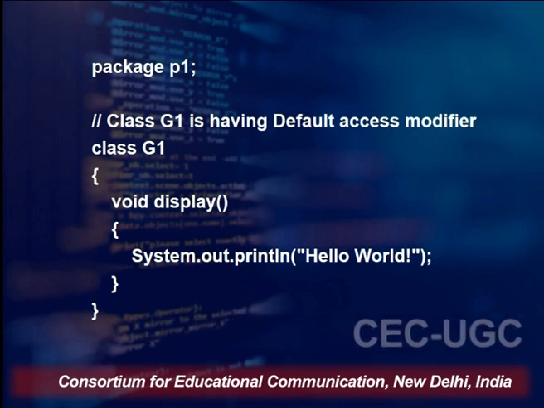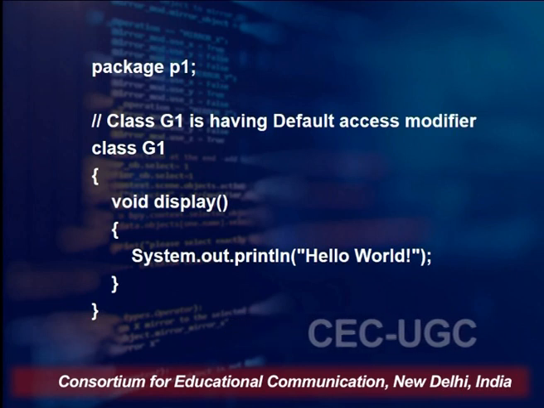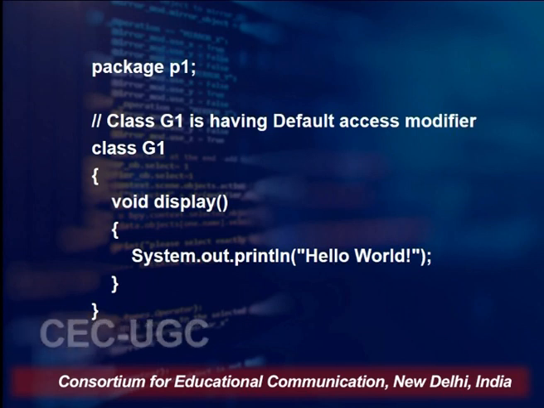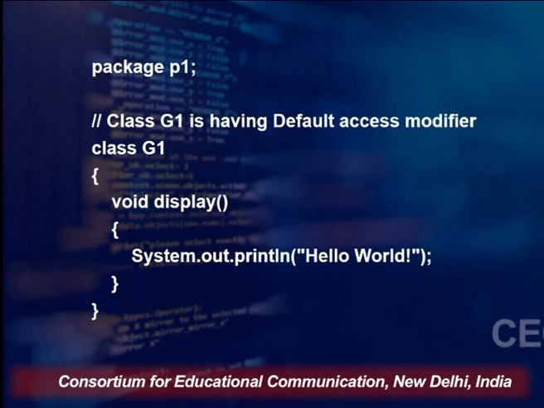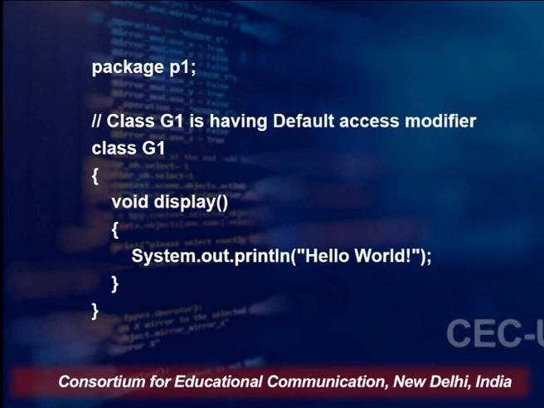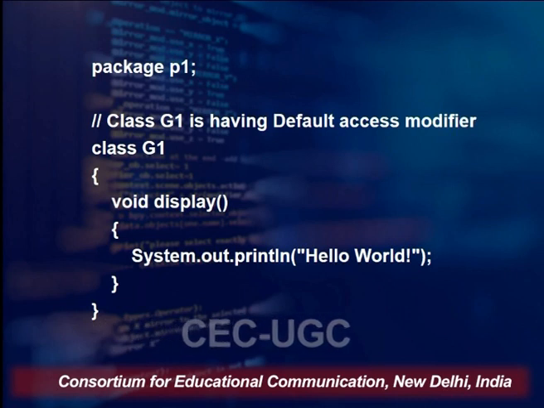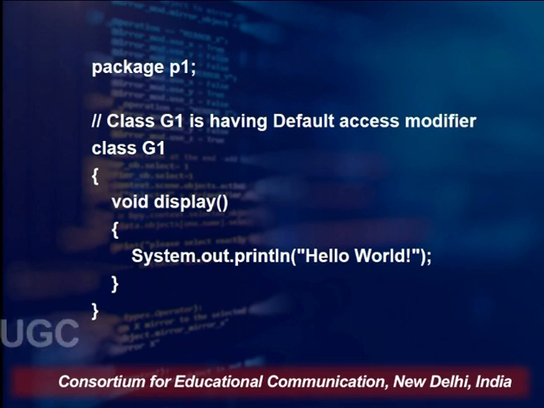Please note carefully that this is going to be followed by a semicolon, and then we have defined a class G1, and just before this class keyword we have not written any public, we have not written any private, or we have not written any protected. So that means the default access modifier is attached with this class G1, and within this we have a display function which is returning void, and this display function is just printing a statement which is hello world.